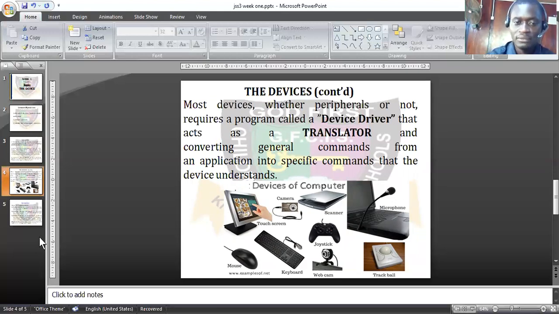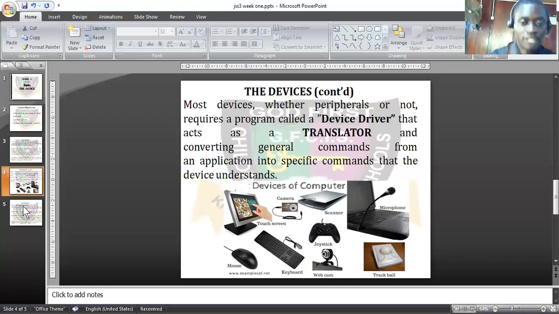So therefore, most devices, whether peripherals or not, require a program called a device driver that acts as a translator, converting general commands from one application into the specific commands that the device understands. Your system, for example, doesn't know that this is a Nokia phone. Your system doesn't know that this is an Android phone. But when you plug it into the laptop, the device driver will help the system to communicate and note the type of phone or gadget that has been connected.